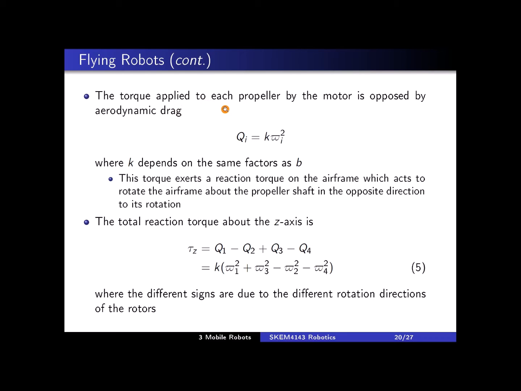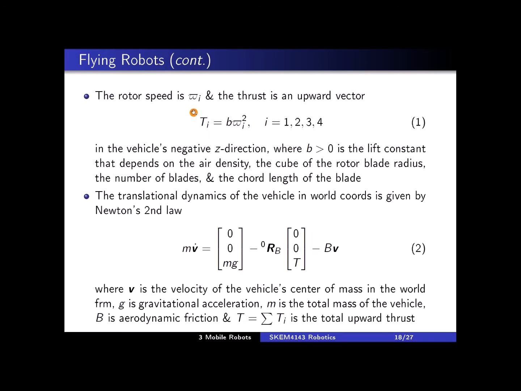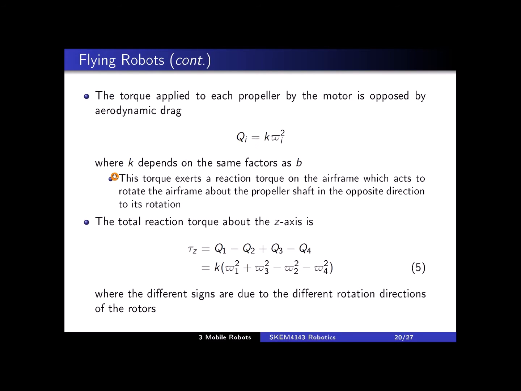The torque applied to each propeller by the motor is opposed by aerodynamic drag. So what is this? Q. First of all, Qi is given by k omega i squared. If you see, it's quite similar to our thrust equation, but instead of b, now we have k. And k depends on the same factors as b. So this torque exerts a reaction torque on the airframe, which acts to rotate the airframe about the propeller shaft in the opposite direction to its rotation.